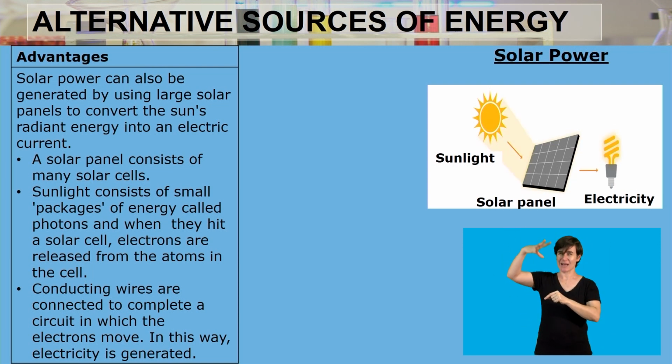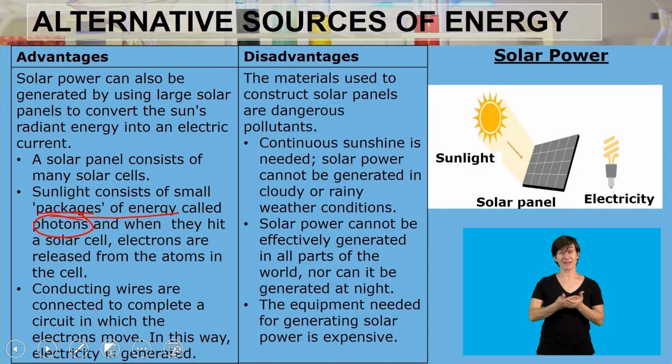Sunlight consists of small packages of energy, and those packages of energy are called photons. When they hit a solar cell, electrons are released from the atoms in the cell. Then conducting wires are connected to complete the circuit in which the electrons move, and in this way electricity is generated. As you can see, no fuel was used, and therefore no pollution is caused. Then what are the disadvantages of using solar power?